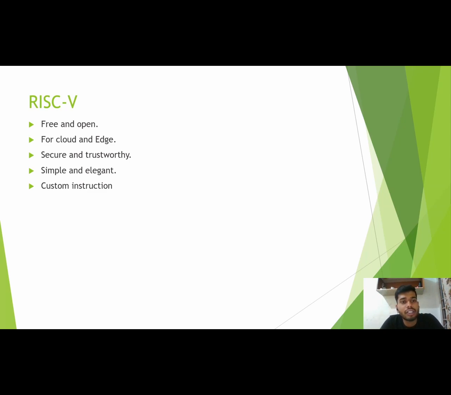Again, security and trustworthiness. This is one of the most important topics because it is an open source development. Anyone can access it and develop it according to their needs. You can design your own secure cores, and since all the cores are open, there is no secret, so everyone can modify it according to their needs, depending upon the country or the institution that needs it.